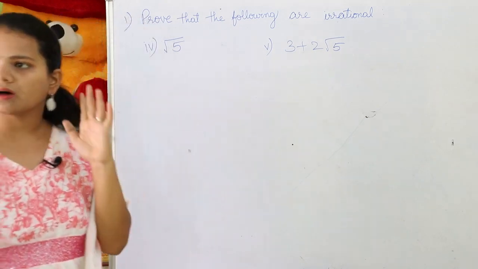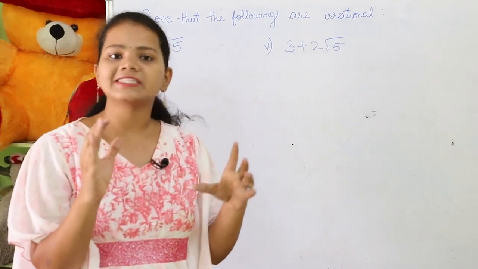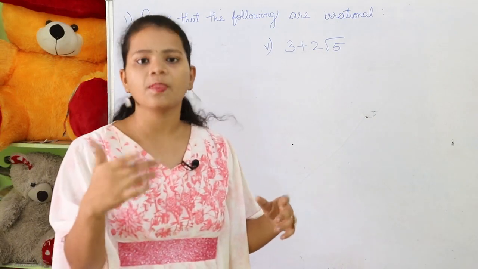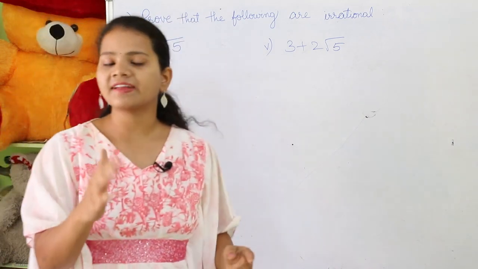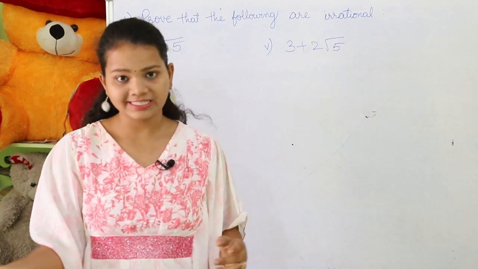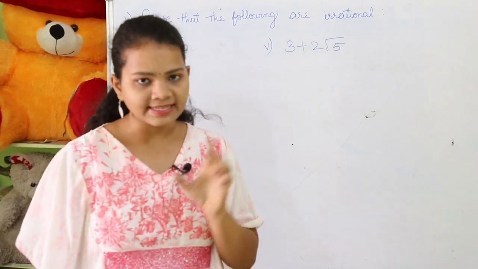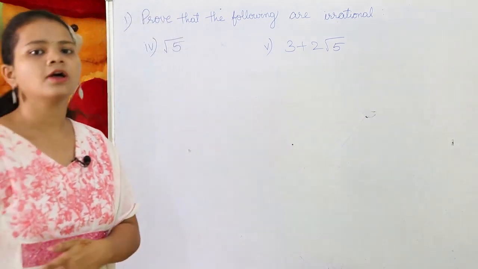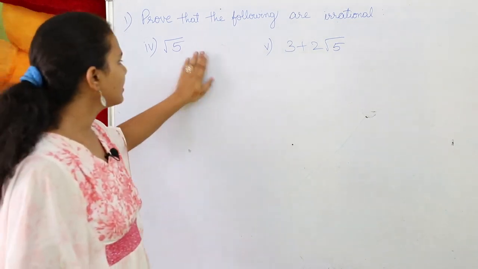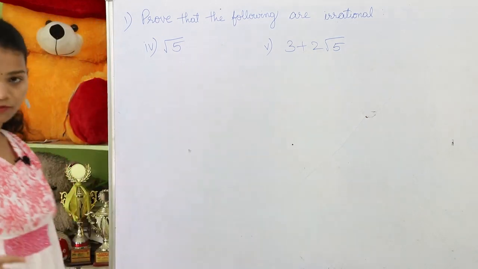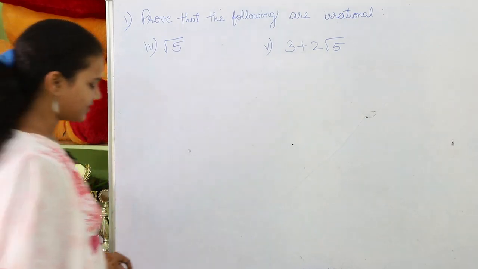So now we must prove that root 5 is an irrational number. To prove that something is an irrational number, firstly you assume that the given number is a rational number. If we cannot prove the given number as a rational number, then it definitely becomes an irrational number. Clear? So now let's start with it.